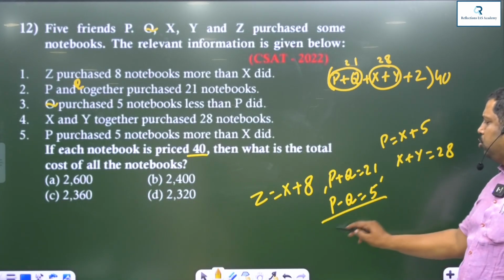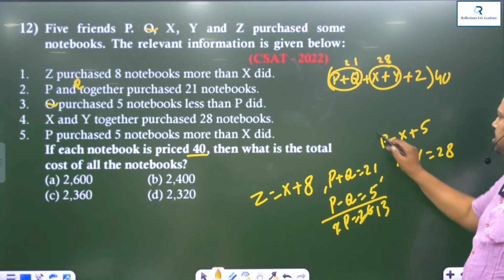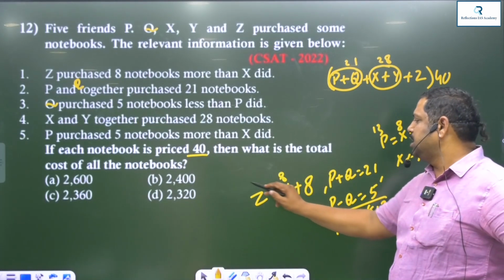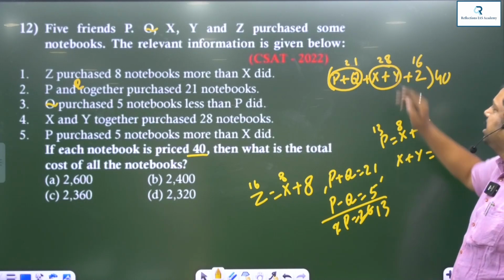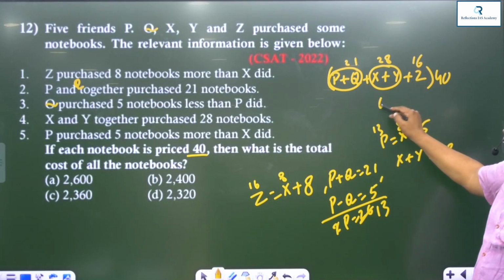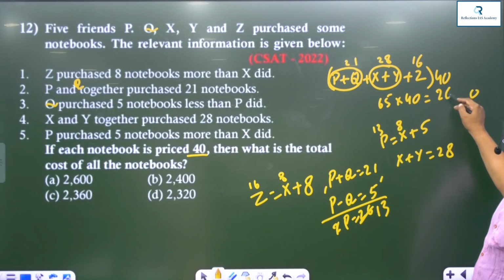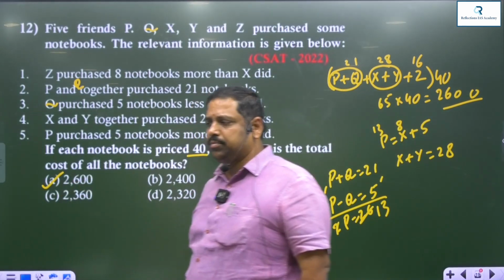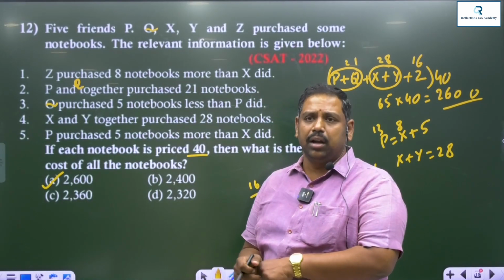Now, if I add both, 2P is equal to 26. P is equal to how much here? 13. P 13 means X should be how much here? If X is 8, Z should be how much here? 16. 21 plus 28 is 49. 49 plus 16 is 65 into 40. Keeping the 0 aside, 260. So 2600. What is the answer? A is the answer. Am I clear, all of you?